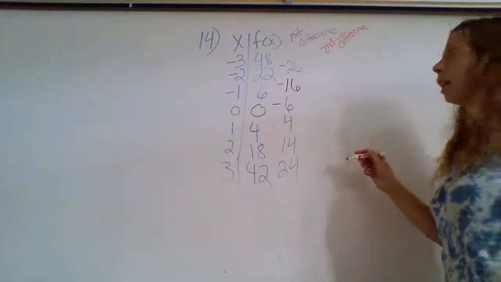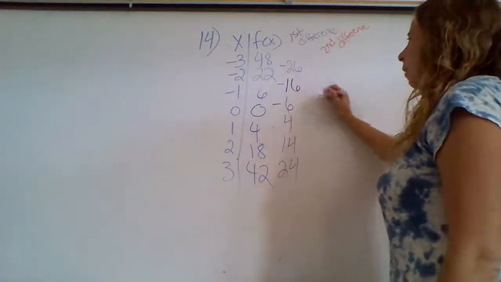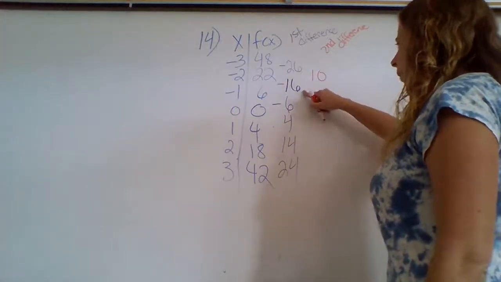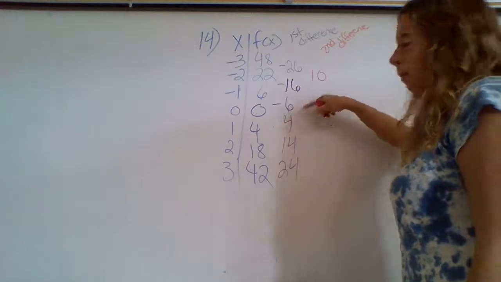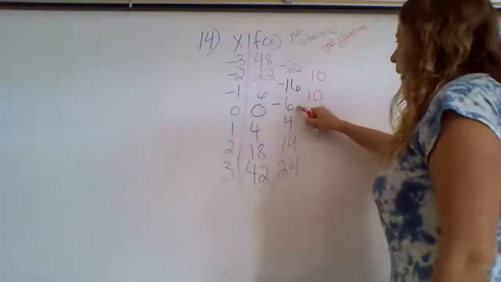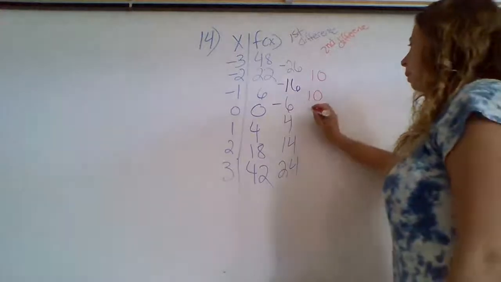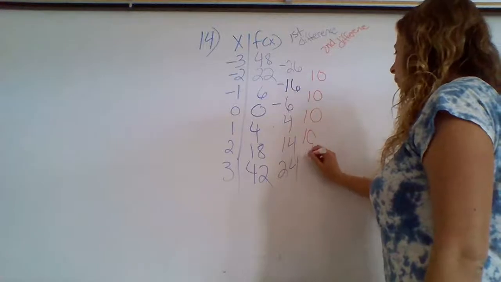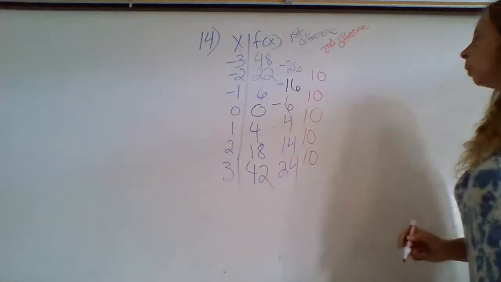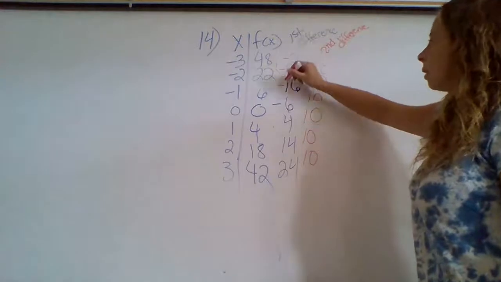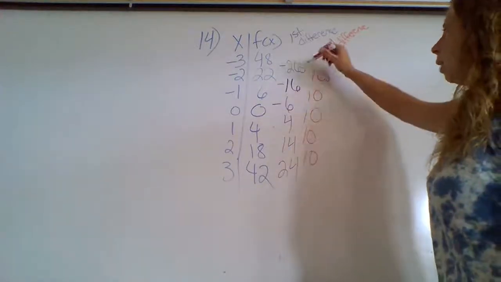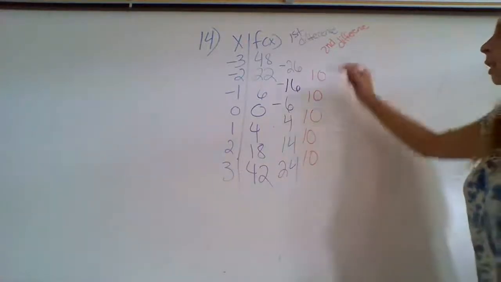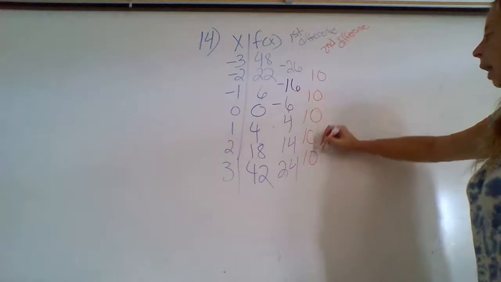Sorry, I got a little sloppy. Second difference, negative 26 to negative 16. We're adding 10. Negative 16 to negative 6, we're adding 10. Negative 6 to 4, we're adding 10. 4 to 14, we're adding 10. 14 to 24, we're adding 10. All right. So, yes, the first difference is linear because it's going up by 10 each time.